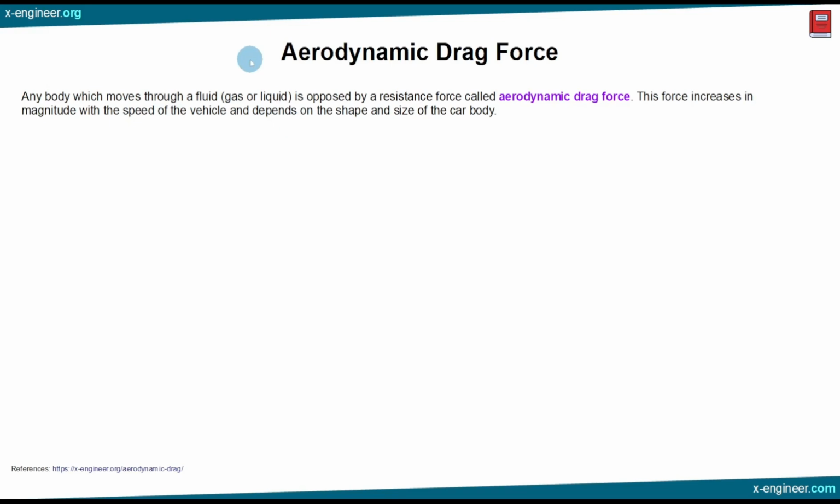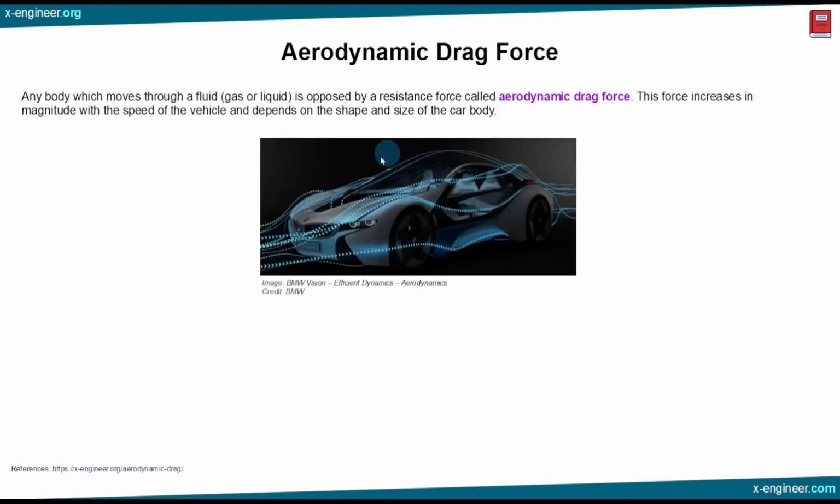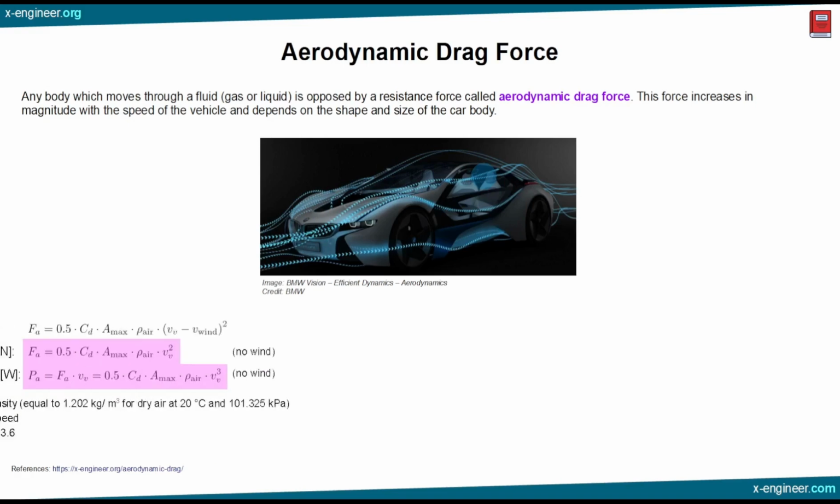Now let's learn about the aerodynamic drag force. Any body which moves through a fluid, whether it's gas or liquid, is opposed by a resistance force called aerodynamic drag force. This force increases in magnitude with the speed of the vehicle and depends on the shape and size of the car body. Thus, it's important that the vehicle has a small transversal area and also a streamlined body. Having a streamlined body reduces the aerodynamic drag force.